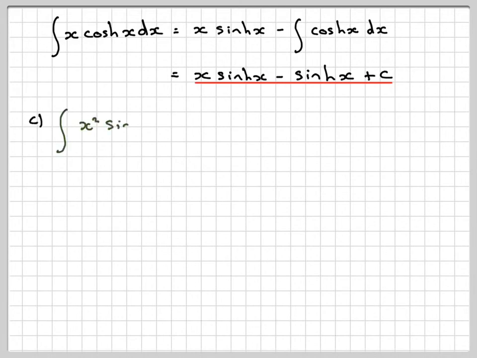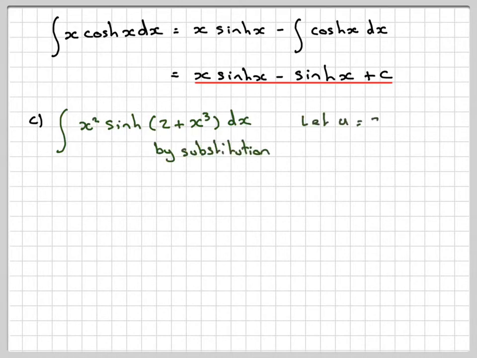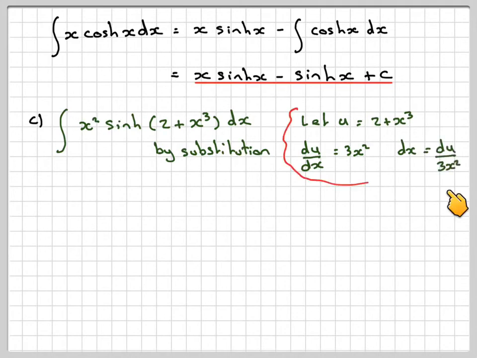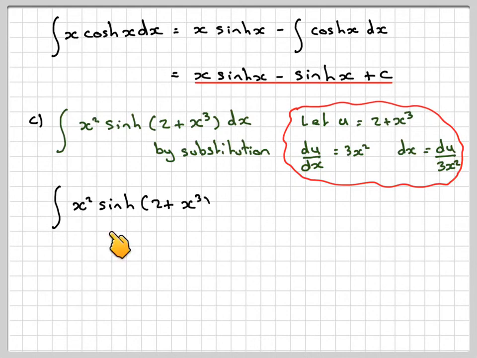Okay, the final one is the integral of x squared sinh of 2 plus x cubed dx. We could do this directly, but just to show you how integration by substitution works with this, we're going to let u be equal to 2 plus x cubed. If we differentiate that, we're going to get 3x squared, which means that dx is du over 3x squared. So my integral, x squared sinh of 2 plus x cubed dx, well, that x squared will cancel out with that x squared.